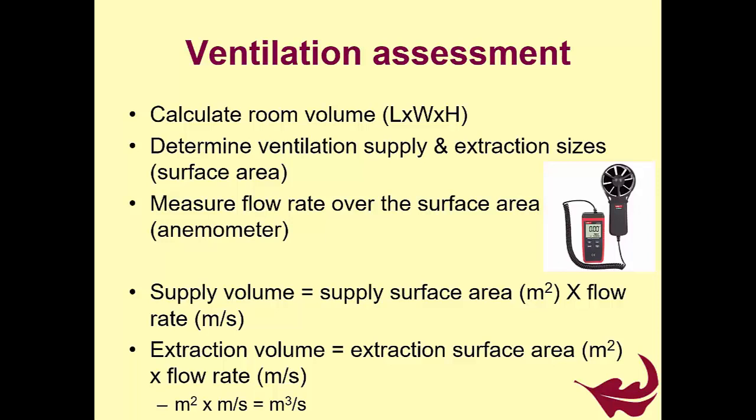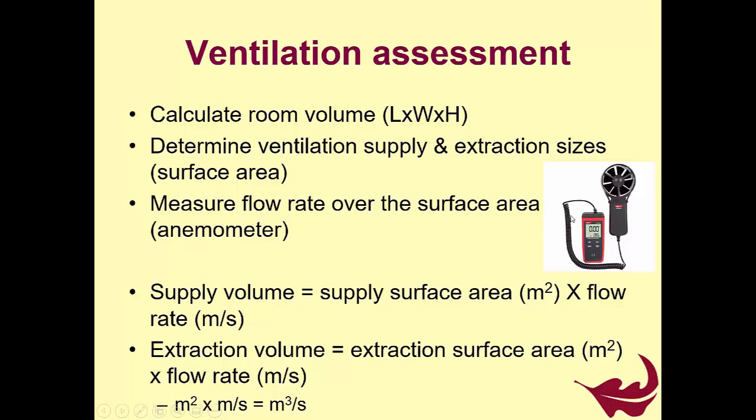The ventilation assessment, to know how many air changes per hour, you actually need to calculate the room volume, and that's fairly easy: length, width, and height. And then you determine the sizes of the ventilation supply and extraction site, so the grill where you actually get the air from or where it's sucked out. And you then measure the flow over that surface area. I just use a handheld anemometer to give an idea.